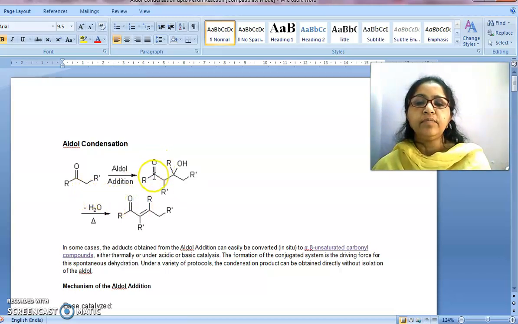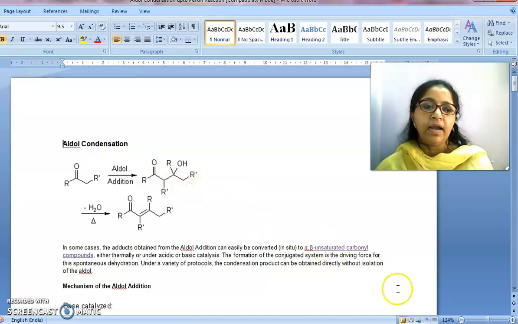And after the addition of two molecules, here it is written one, but you have to understand there are two molecules, and these two molecules add together to form an aldol. What is an aldol? In the beta position there will be an alcoholic group, this is the alpha position, and there will be a ketonic group. So a beta hydroxy ketone is what is called an aldol. Ald means aldehyde, and ol means alcohol.